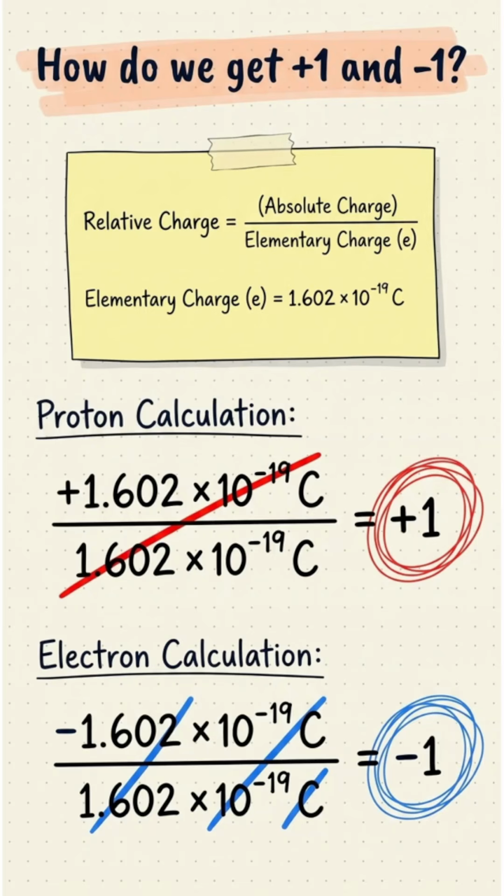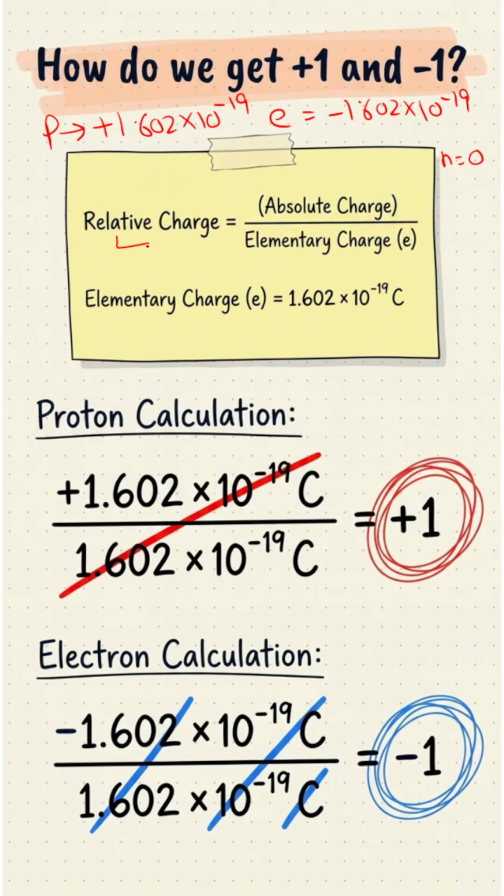In this video, we will calculate the relative charges for the subatomic particles that are proton, electron and the neutron. We know the value of the charge of the proton is plus 1.602 into 10 raised to power minus 19, while the charge of the electron is minus 1.602 into 10 raised to power minus 19, while the charge of a neutron is 0 because it is a neutral body.